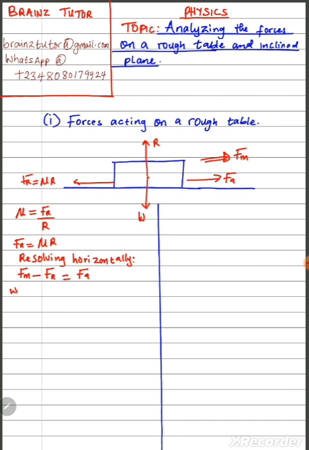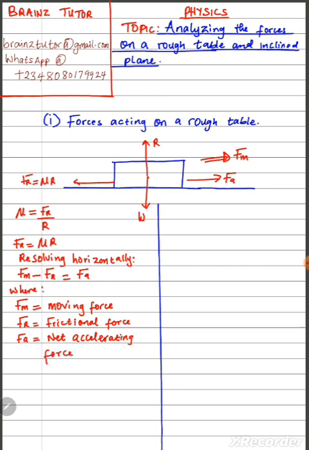Let me define my terms. Fm is denoted as the moving force, that is the original force that is applied to this block. Then Fr is the frictional force that is opposing the motion. Then we have the Fa. Fa is the net accelerating force. That is the net force that is moving this block after it's been subtracted from the frictional force.